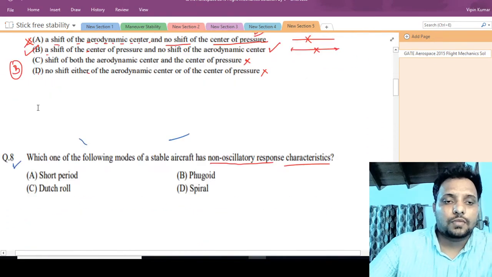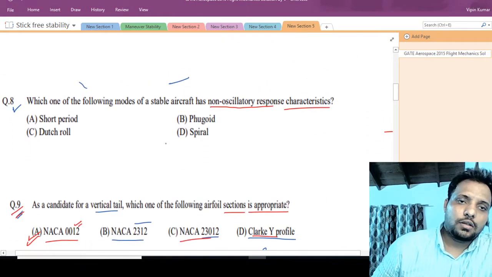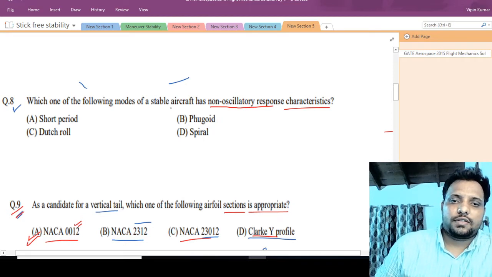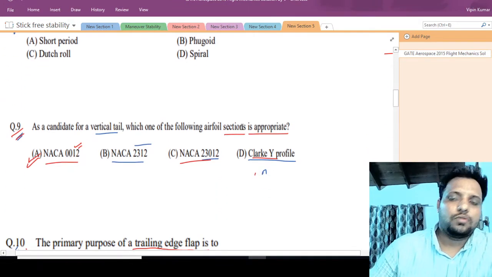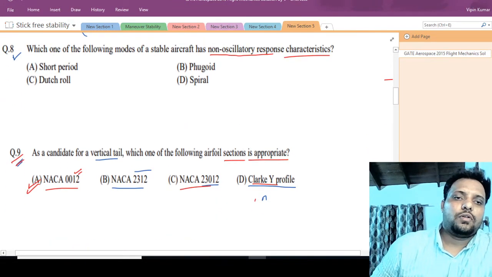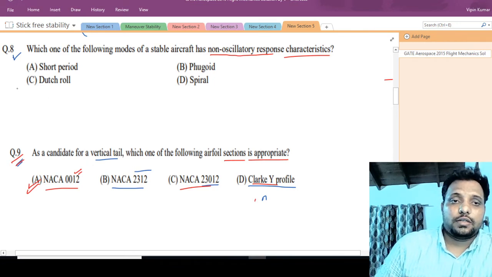Okay, next is question number 8. Which one of the following modes of a stable aircraft has non-oscillatory response characteristics? Okay, so if you know what is short period, phugoid and Dutch roll, then easily you can say these are all the oscillatory response characteristics. We can discuss one by one.